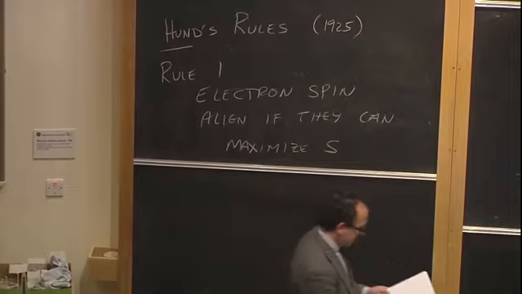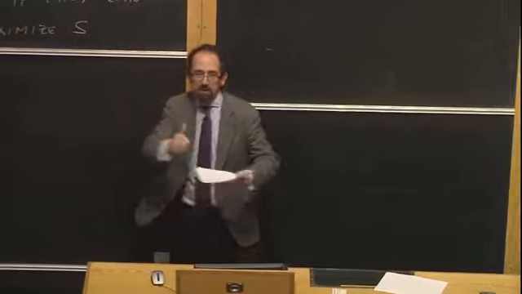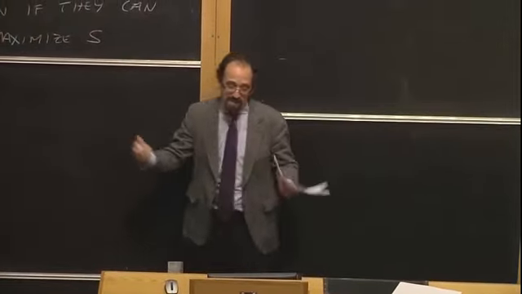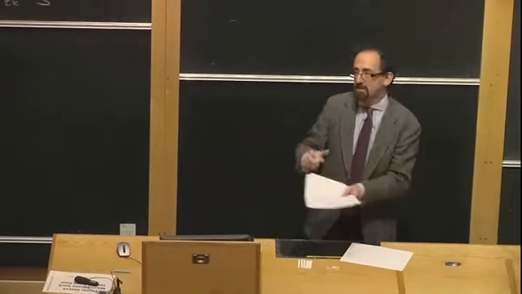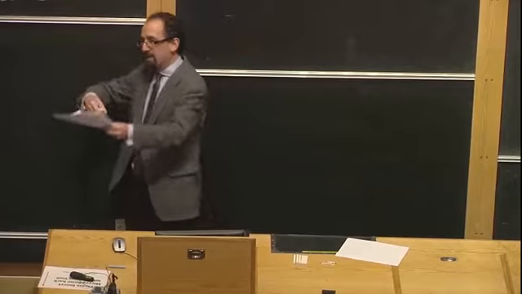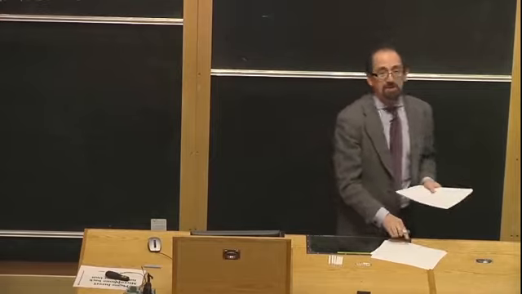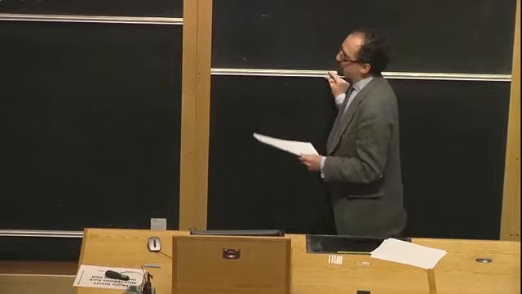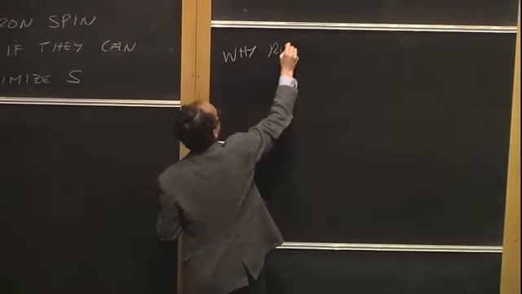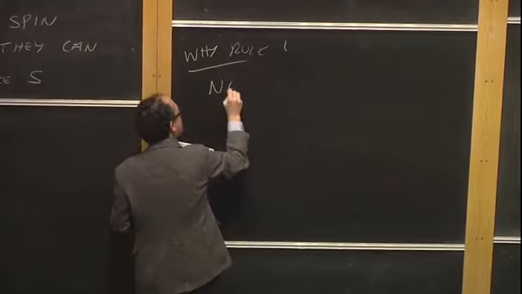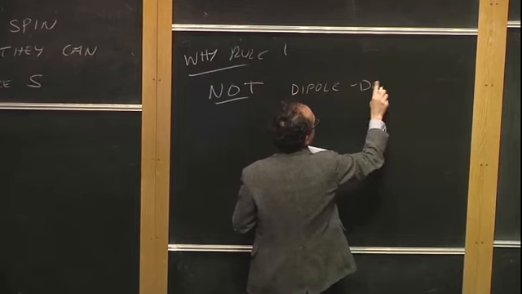All right? So this is actually a very nice rule because it's kind of like being a ferromagnet. In a ferromagnet, you get all your spins to align, and you maximize the total spin. It's not really a ferromagnet because we're just talking about a single atom here, so it's just a finite number of electrons, not a whole big solid of electrons, but it at least has the same qualitative physics. So can we understand why the electron spins would want to align? Well, why rule one? The first thing is, it is not because of dipole interactions between the spins.